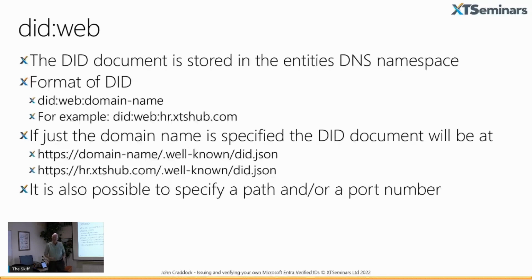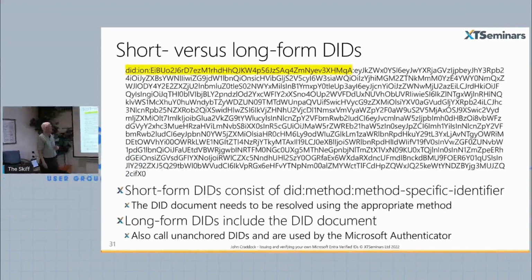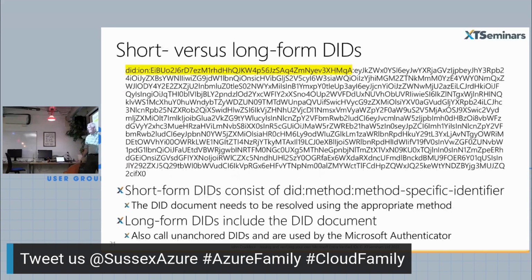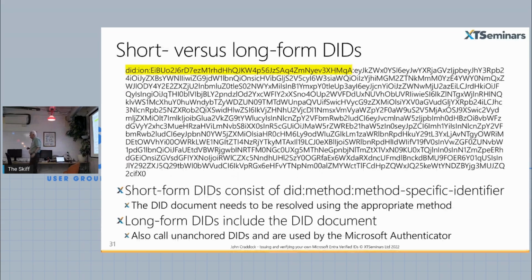So how do you find the public key? Go to the website, download it. Or there's another method as well, which I'll come to. There's a whole long form DID. What it is, that's the short form DID up to a colon. This one beginning EY, if anyone's familiar with JSON, is actually JSON web token format. And that is the actual DID document, the rest of it there. The whole thing together is called the long form DID.